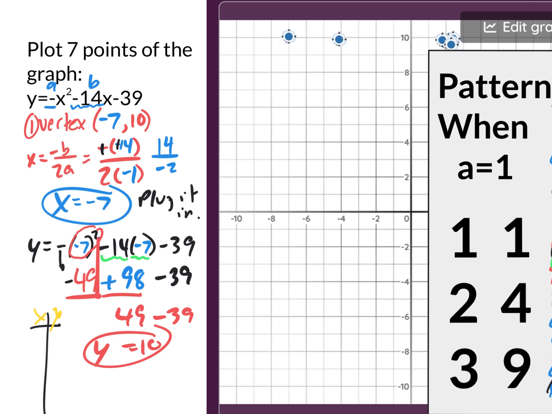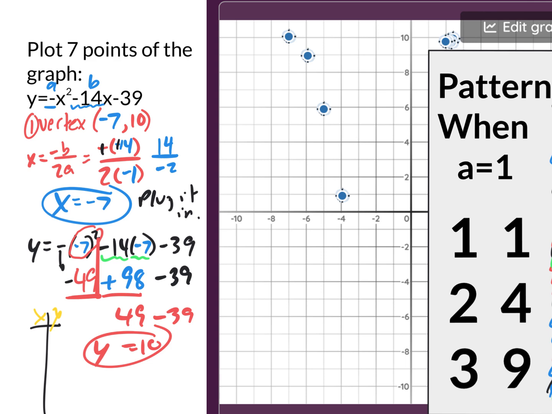So you could just take your next point and go 1 over, 1 down, and then take your next point and go 2 over, 4 down. Take your next point, 3 over, 9 down, right there. And then you could map the points to the other side of your axis of symmetry.